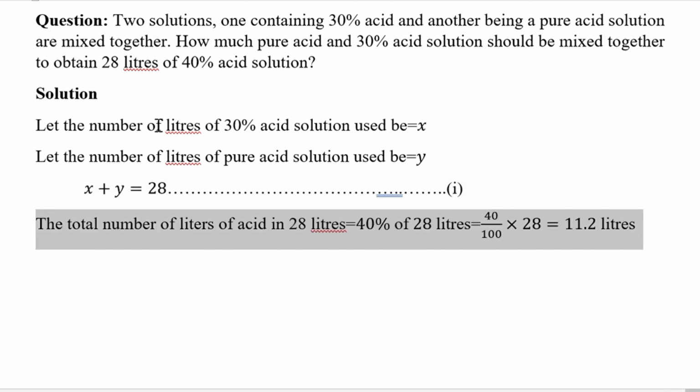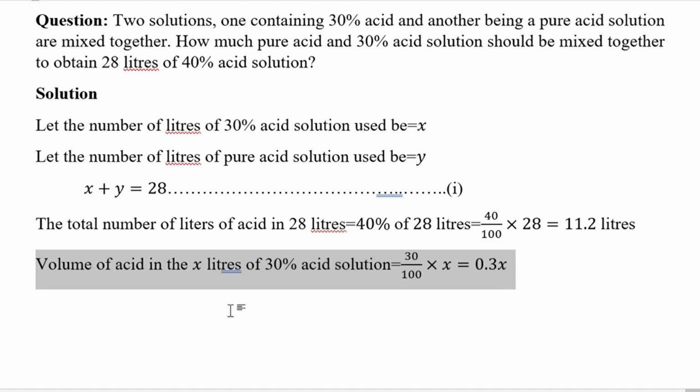Then, now of these 28 liters, what does acid constitute? Acid constitutes 40% of these 28 liters. So what is the volume of acid in these 28 liters? We shall take 40% multiplied by 28, and that's 40 over 100 times 28, giving us 11.2 liters. So we can as well say that of these 28 liters, 11.2 liters constitute pure acid.